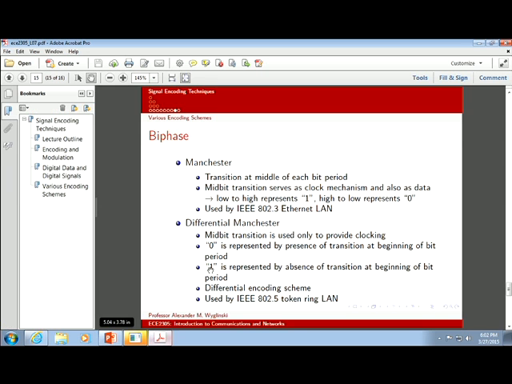So let's just go back to the description. So differential Manchester, again, the mid-bit transitions are used for clocking, which is very powerful. And then the 0 is represented by a transition at the beginning of a bit period. And the 1 is represented by the absence of a transition at the beginning of a bit period. So it's a differential encoding scheme, just as before. So for the 0, if you have a transition at the beginning of a bit period, then you know that there's something going on, that you do have a 0. So, yeah, this is going to be confusing.